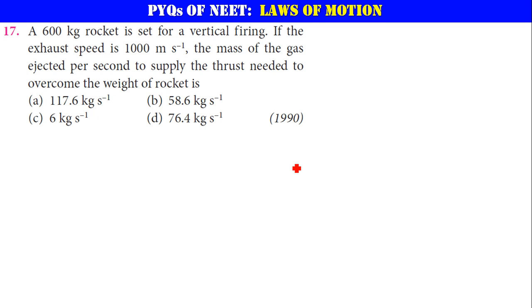So a 600 kg rocket is set for a vertical firing. We have done this kind of problems already, similar kind of problems. So the mass is 600 kg, set for vertical firing, and the exhaust speed is 1000 meter per second. Now find the mass of the gas ejected per second to supply the thrust needed to overcome the weight of the rocket. So the thrust required to overcome the weight of the body, let us say F, is equal to mg.